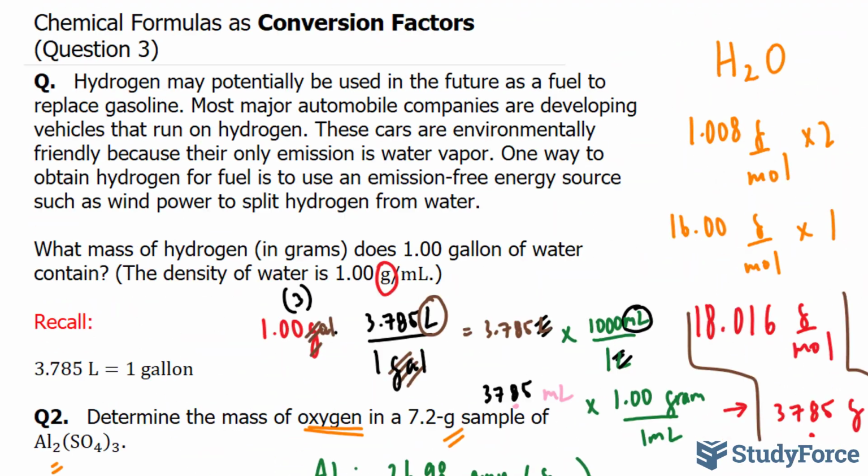And there you have it. That is how to use chemical formulas as conversion factors. If that question didn't make sense to you, go back to question 1 and then back to question 2 and see if it will make sense to you the second or third time around.